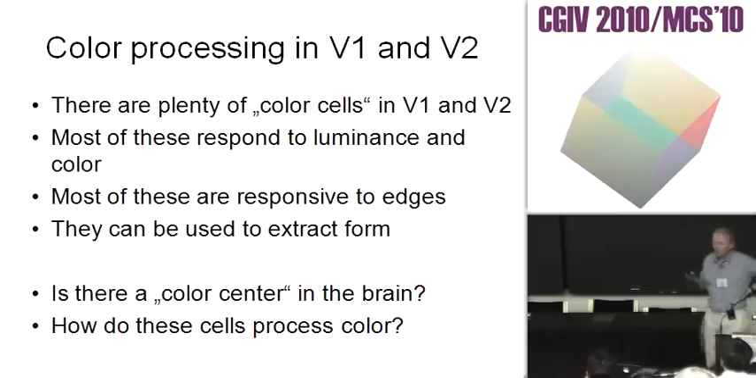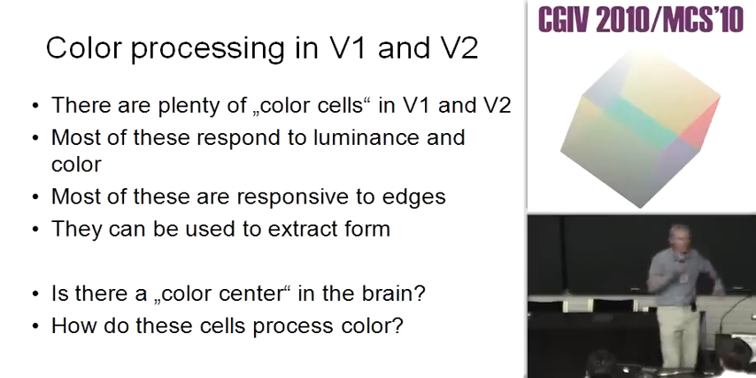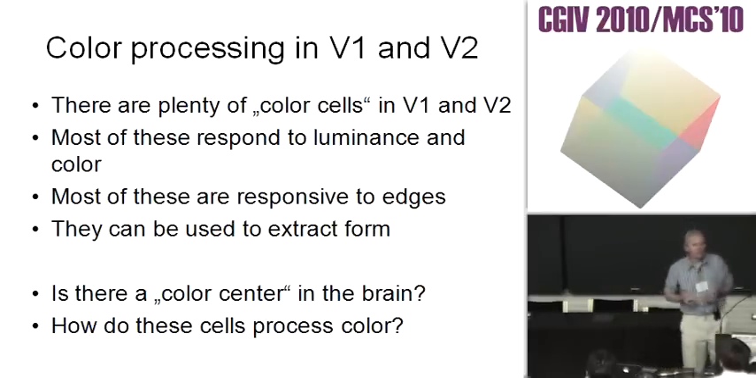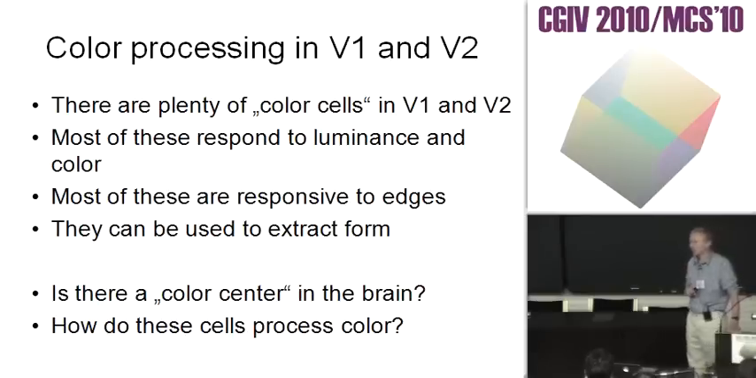Now, some of the other questions that have been raised a lot about color in the cortex is the question of the color center in the brain. And you might have read something about that there's different visual areas, somewhere sort of lateral occipital cortex. If that area is damaged, then people see the world in black and white. They don't see color anymore.